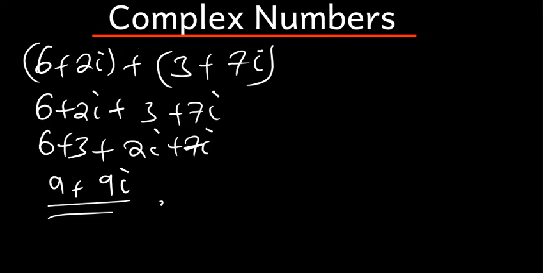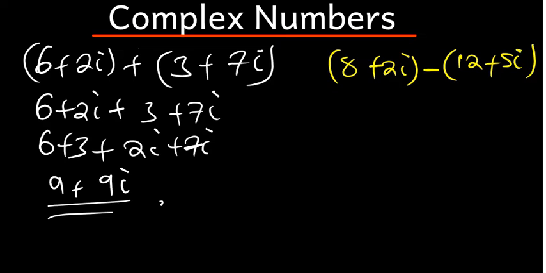Let's say we have 8 plus 2i, and then I put minus a 12 plus 5i. Okay, now if I'm trying to open the brackets, remember that this negative is going to affect everything inside there. So what we are going to end up having is 8 plus 2i minus 12, minus again 5i. Is that okay?